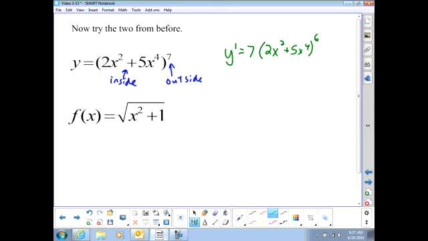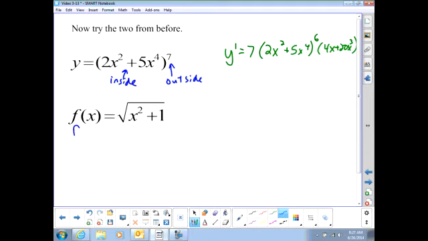And then we'll multiply by the derivative of the inside. Well, the derivative of 2x squared will just be 4x. The derivative of 5x to the 4th will be plus 20x to the 3rd. And I would say just leave it right like that.